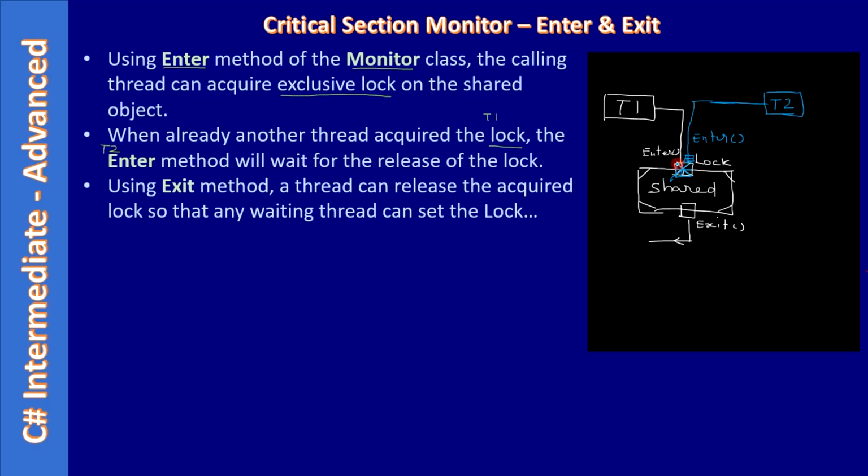Now thread T2 has acquired the lock and is using the shared resource. If thread T1 comes again, or some other thread comes to this shared object and tries to acquire the lock using the Enter method, then the thread should wait, or rather the Enter method will wait for T2 to release the shared resource. Once T2 releases it and leaves, the other thread can use this shared object.